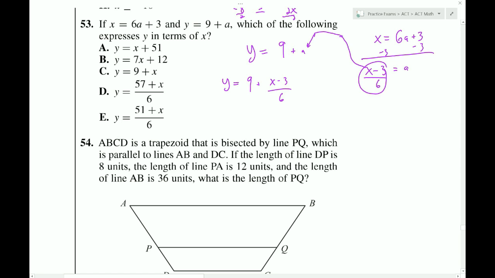So what we need to do is combine these into one term. So we need a common denominator, which is going to be, all right, 6. So 9 times 6 is 54. So that would be 54 over 6. We could then group that in. 54 minus 3 is 51. So 51 plus x over 6, choice E.